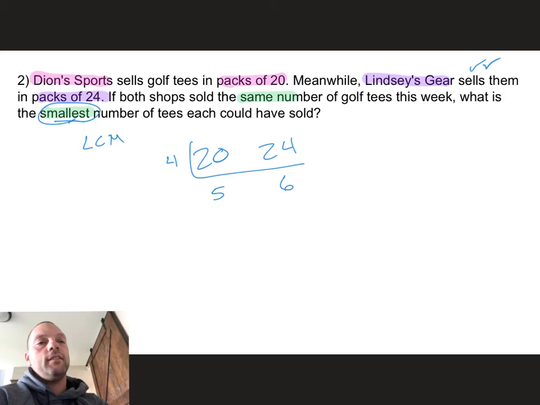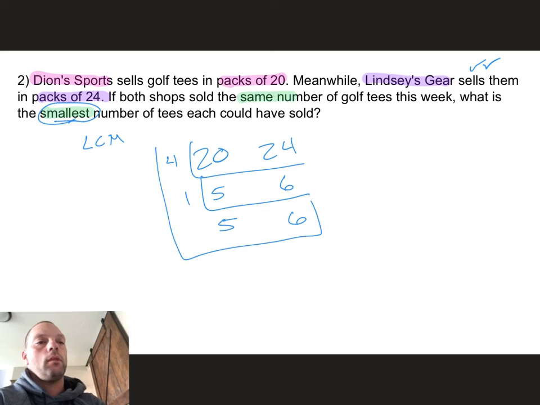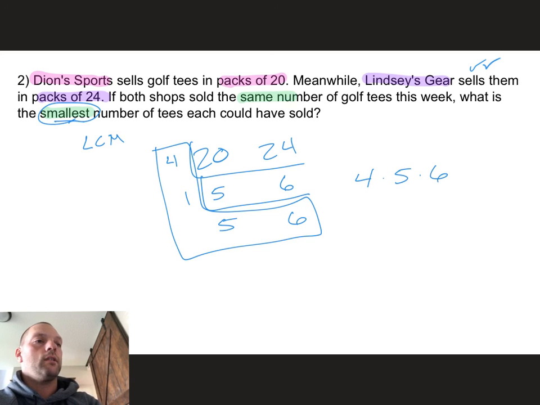Okay, 5 and 6, they only have one number that's in between them. So then I get down to 1 and I'm done. And I'm going to take the least common multiple of that, which is going to give me 4 times 5 times 6. So 4 times 5 is 20 times 6 is going to take me to 120. And then let's make sure that we have our label here, which is going to be tees.